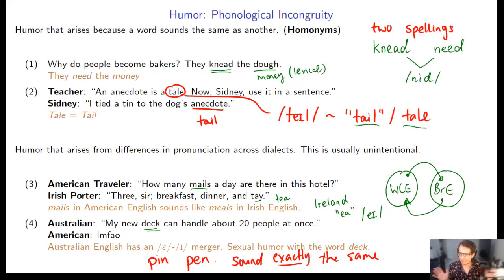So now we can actually find more examples of this type of humor. Okay, so this is the different type of phonological incongruities we can get. So just two examples, homonyms and cross-cultural humor.